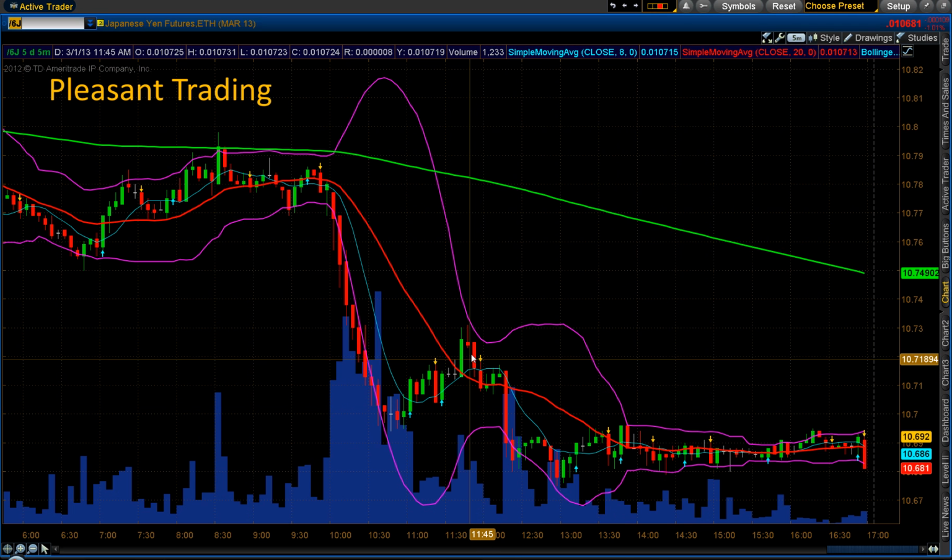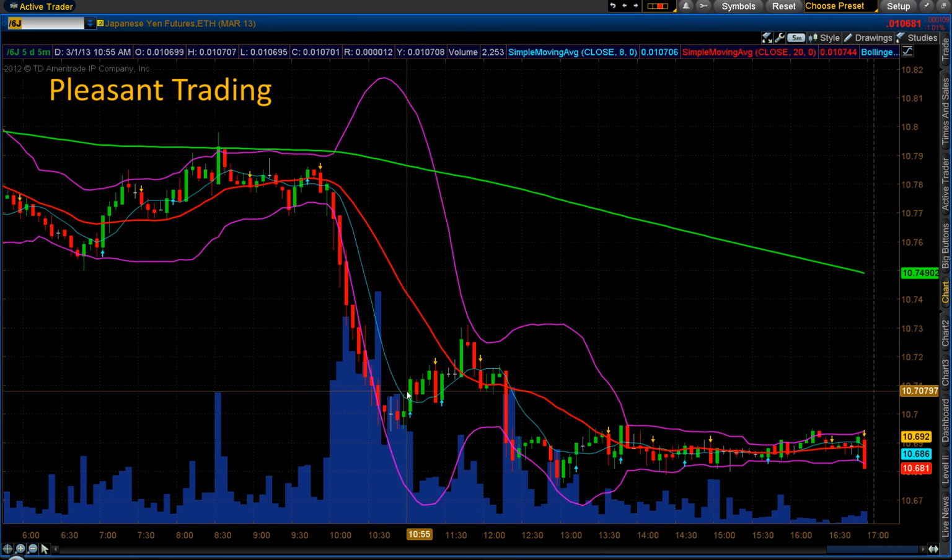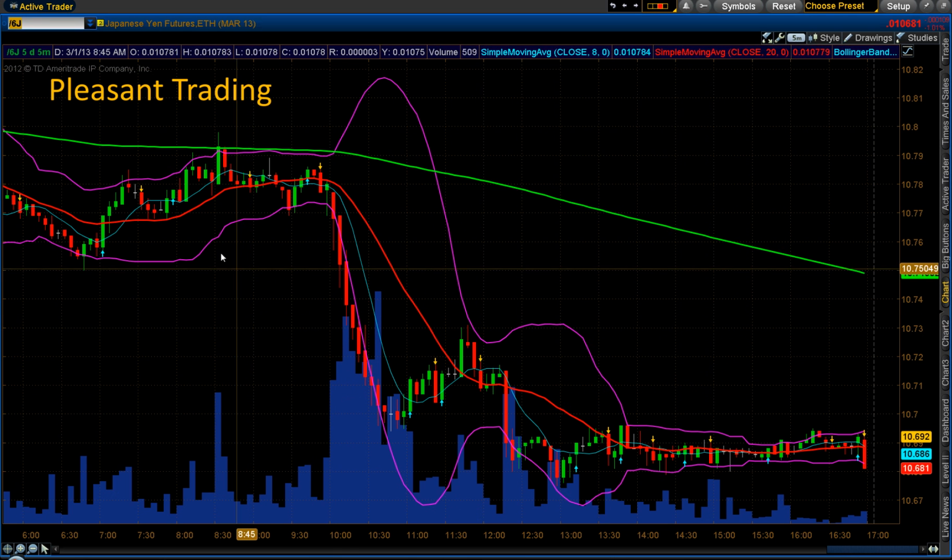Is it going to pull back? And if it does pull back, how much? It'll pull back to normally the Bollinger Band, or to your 20, or to your 8 SMA. Those are the things that you want to make sure that you're looking at all the time as a trader, right? So let's just go on to another example.